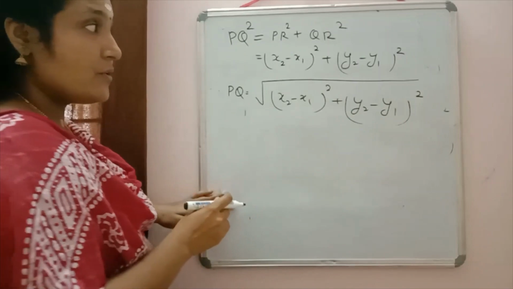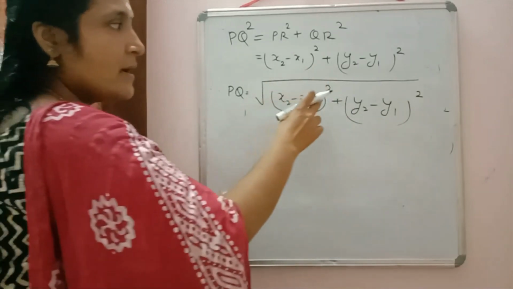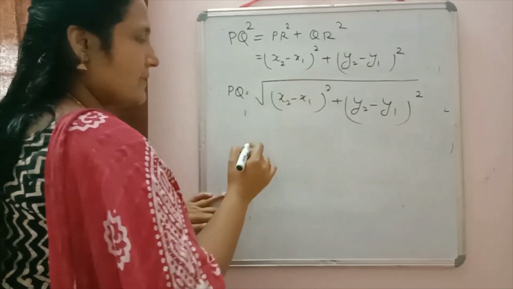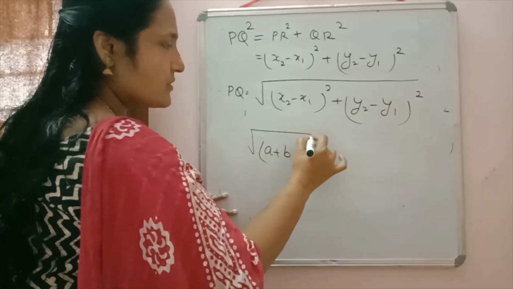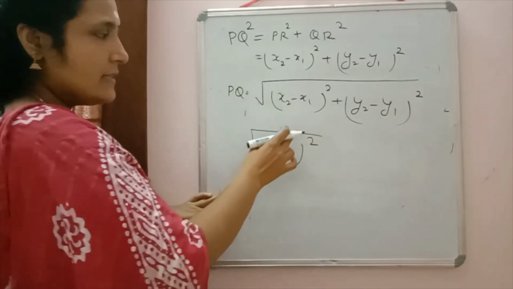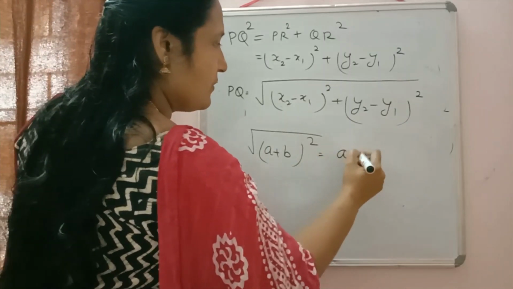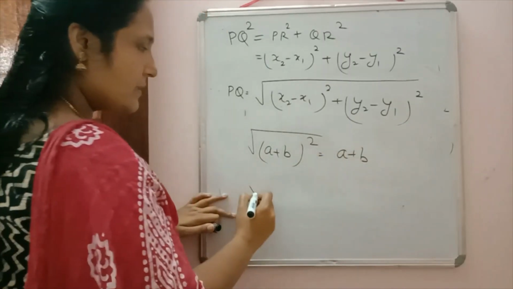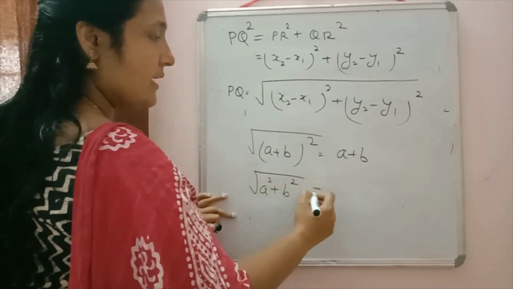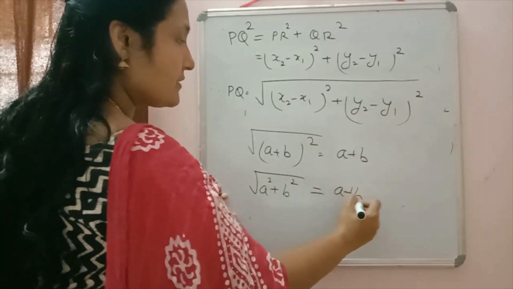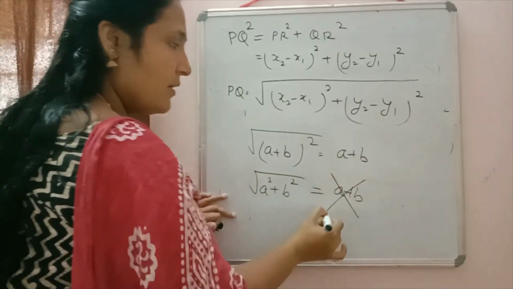After that, don't write that this square and square root will get cancelled. Square and square root will get cancelled only if inside the square root we are getting a perfect square. If it is written in this way, a plus b the whole square, then we can cancel this square and square root, and the answer will be equal to a plus b. But if it is written in this way, a square plus b square, then don't write this is equal to a plus b, because square and square root cancel. This will be wrong.